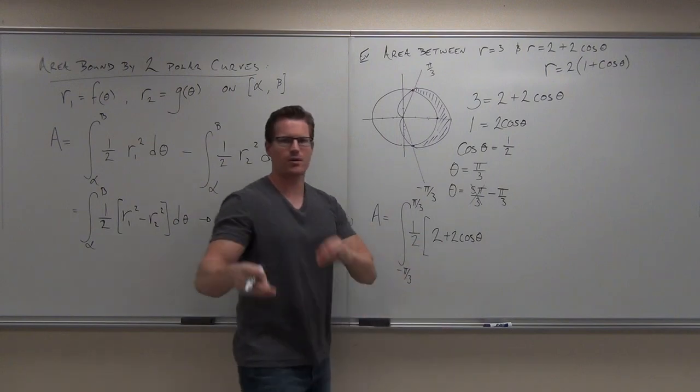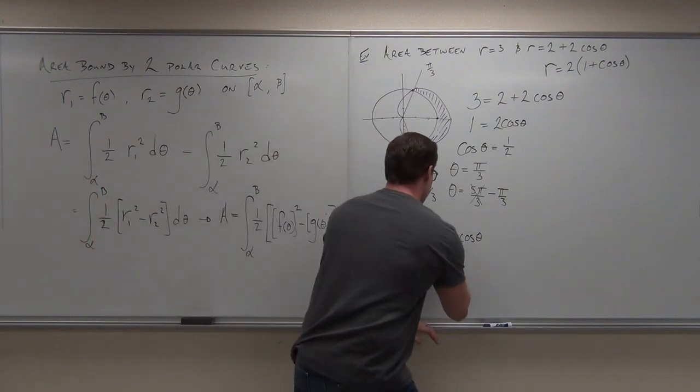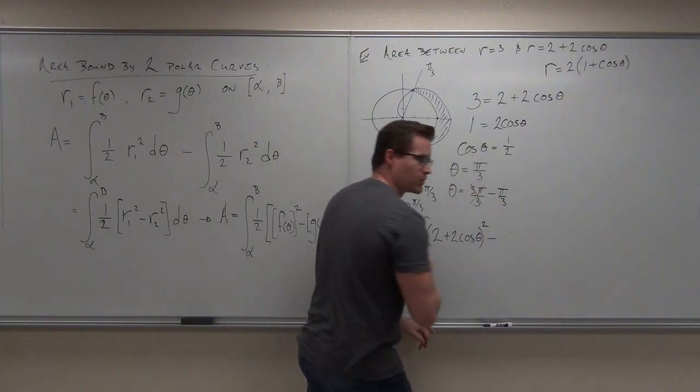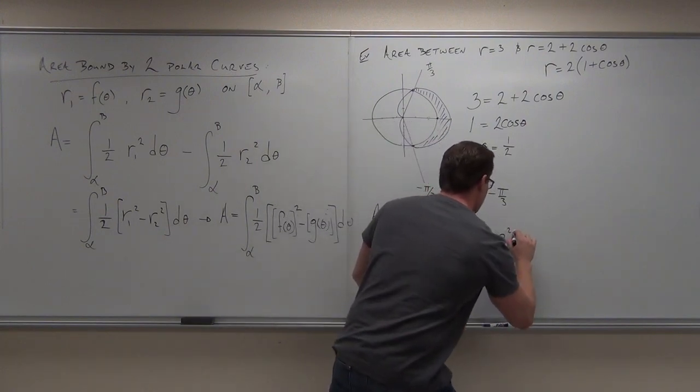Keep going. Come on, help me out. Squared. Oh, the whole thing gets squared. That's going to be yummy. And then what? 3 squared. Minus what? 3 squared. Perfect. Because that's the inside one in this case.